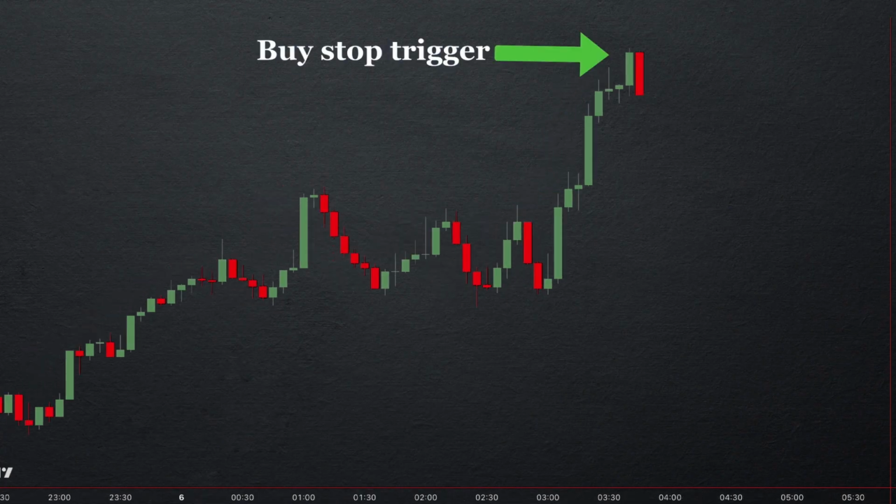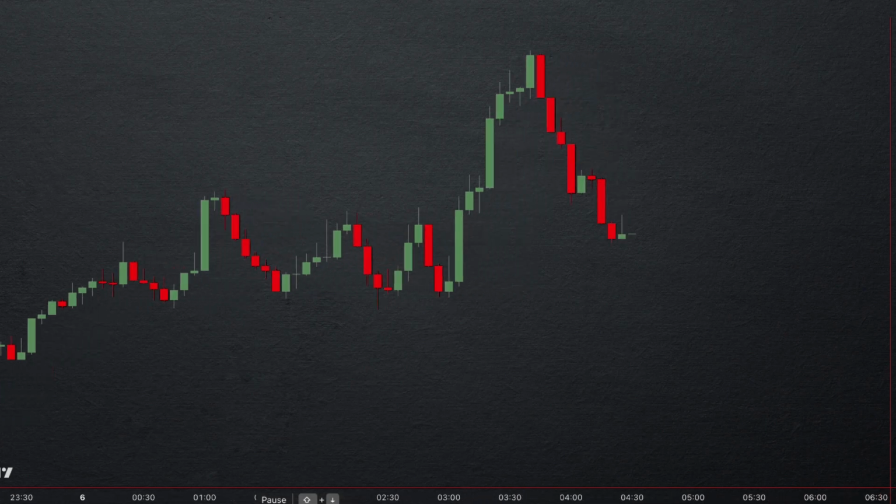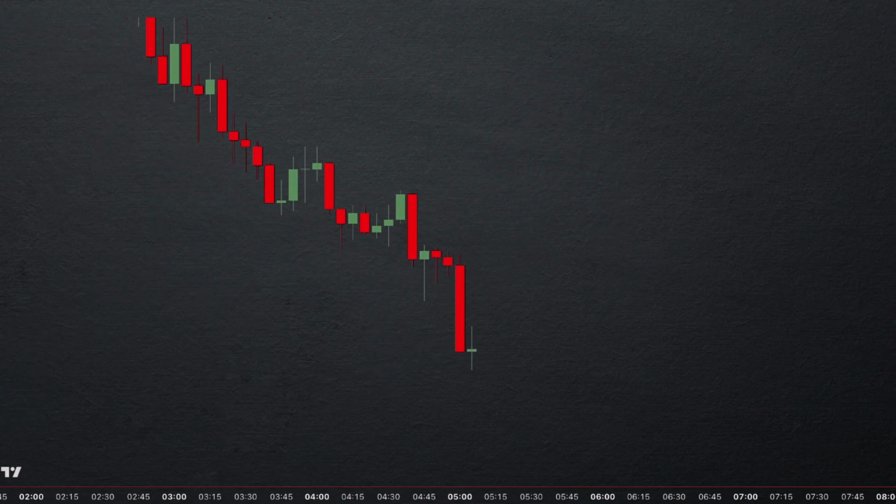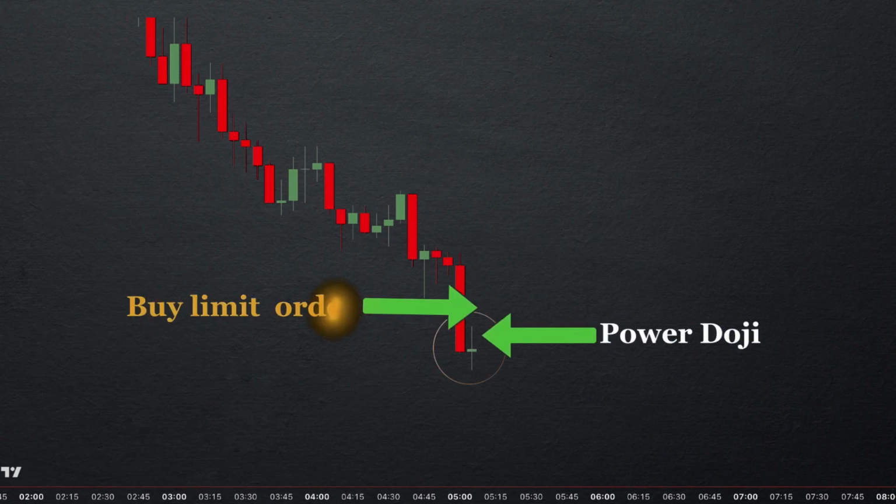Now, what's the deal with those skinny little lines sticking out from the top and bottom? Those are called wicks, or sometimes shadows, and they tell you the rest of the story. The wicks show the absolute highest and lowest points the price hit during that session, even if it didn't stay there. It reveals the full territory of the battle.